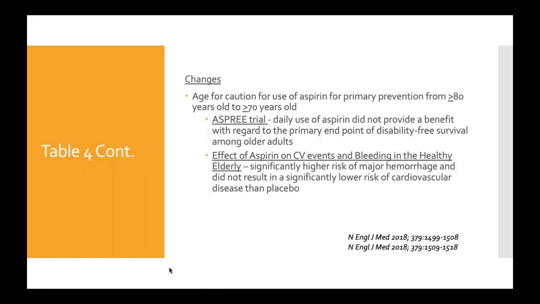Okay, changes within this table. The age cutoff for using aspirin for primary prevention was decreased from greater than 80 years old to 70 years old. There have actually been quite a few studies published this past year that look at risk versus benefit of aspirin for primary prevention. Just to point out a few, so the ASPREE trial came out that basically showed that daily use of aspirin did not provide any additional benefit of disability-free survival in elderly.